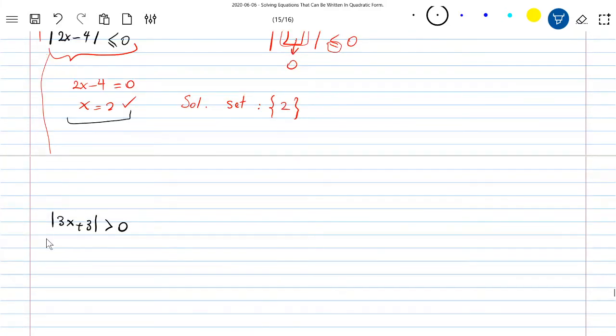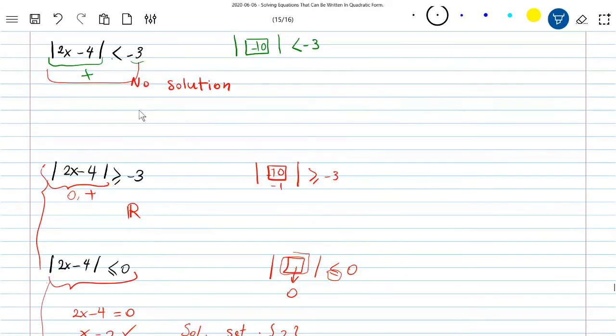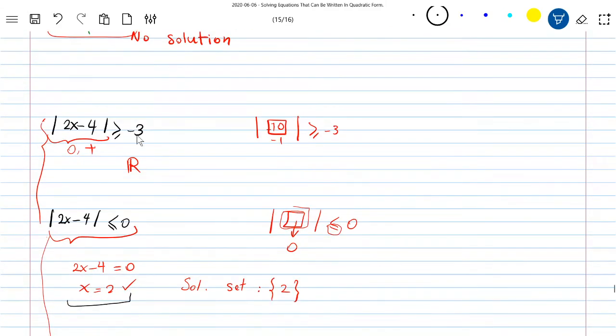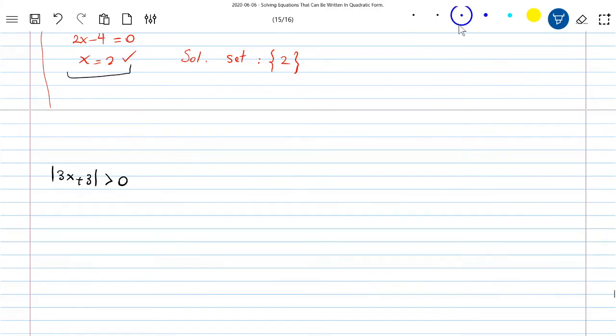And sometimes you get an absolute value of 3x plus 3 greater than 0. All this is just to show you that there is a possibility that you have no solution, you have all real numbers, or you can only have one number. These are all possibilities. And here, let me show you this one. This is a specific case as well. 3x plus 3 greater than 0 means either 3x plus 3 is greater than 0, this is an OR case, or 3x plus 3 is less than negative 0. It was greater than a or less than negative a.